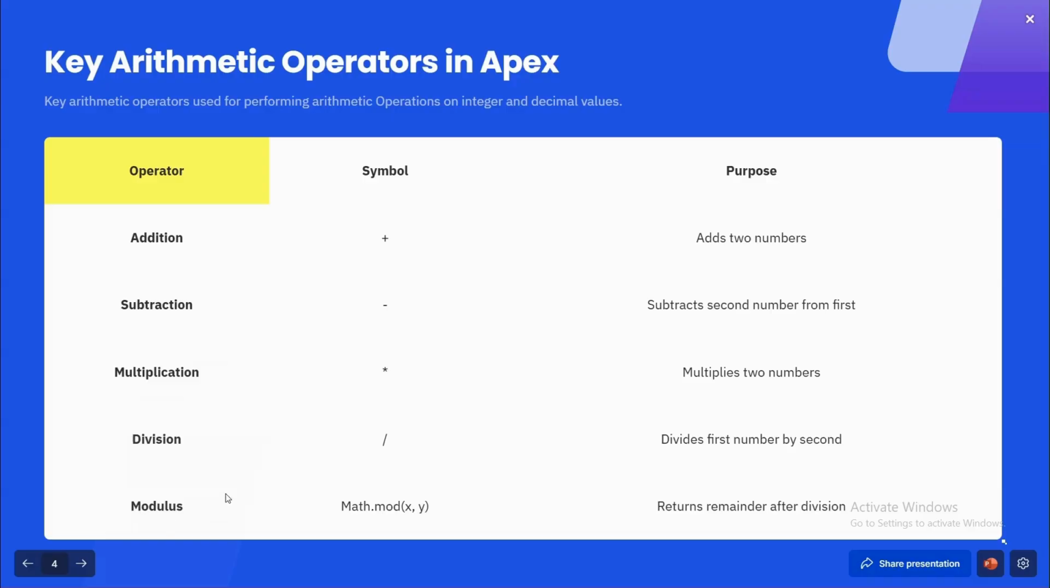And the last is modulus. By using Math.mod(x, y), it will return the remainder after division. In x, we are giving one value. In y, we are giving another value. So y will divide x, and it will return whatever the remainder is after division.